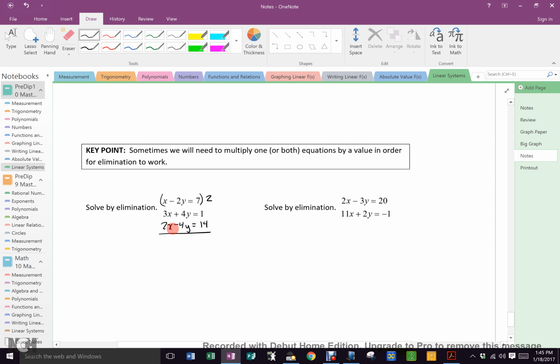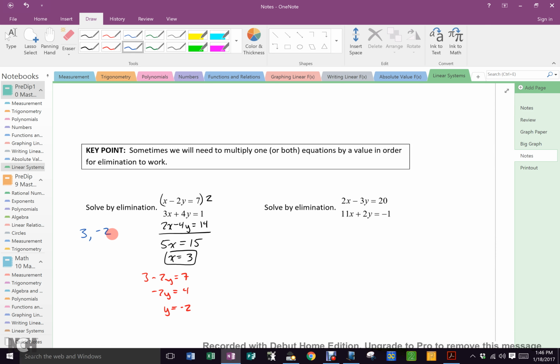I can, can't I? What do I get? 5x equals 15. What does x equal? 3. Now, where do I take that 3? Anywhere there's an x. 3 minus 2y equals 7. Negative 2y equals 4. y equals negative 2. What's my solution? 3, negative 2.